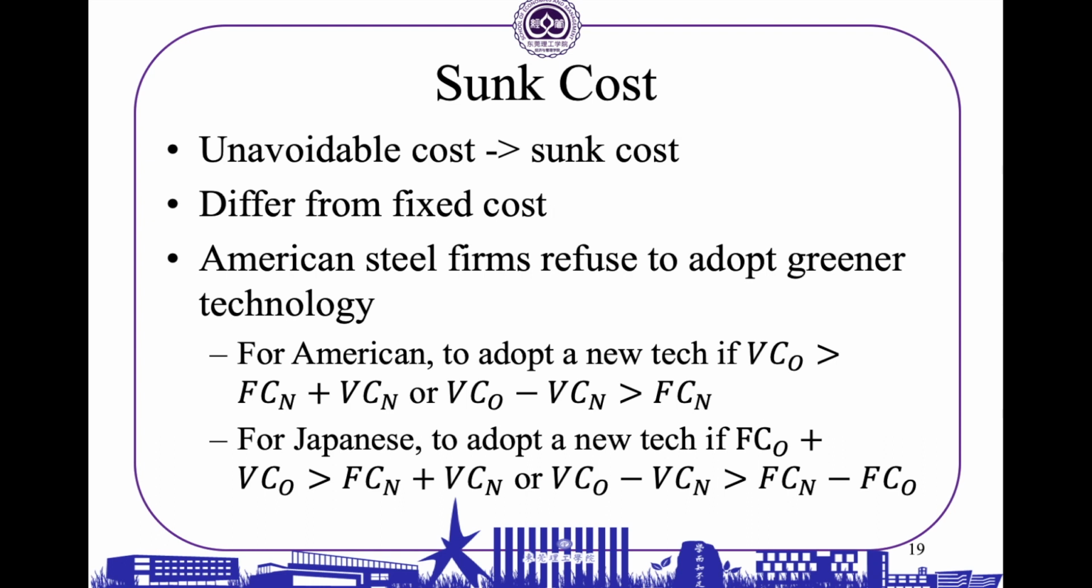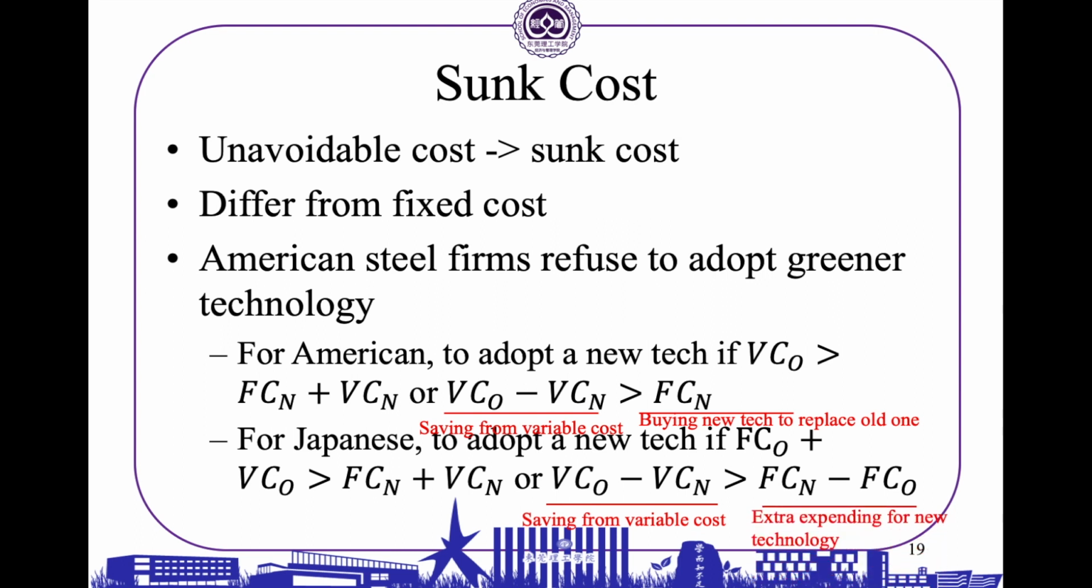Established American firms viewed the fixed cost of their old technologies as sunk. Thus, they compared the savings in operating costs against the fixed cost of the new technology buildings. The Japanese firms, in contrast, compared the savings in operating cost against the difference between the fixed costs of new and old technologies. American firms thus required a larger cost saving than the Japanese firms to induce them to adopt the new technology.